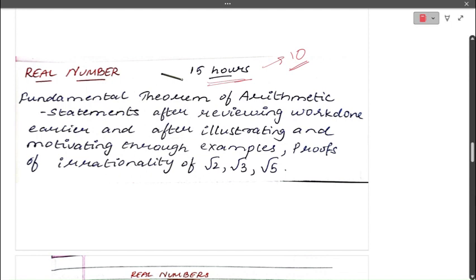So what is the syllabus for the real numbers? The fundamental theorem of arithmetic, that we will be touching upon in the session itself. Statement and reviewing the work done earlier, illustrating and motivating through examples, and proofs of irrationality. Here we will be doing proof by the method of contradiction, which we will take in the upcoming sessions, but we will start with the fundamental theorem of arithmetic. This is the syllabus for us. Okay, clear? Let's get started.